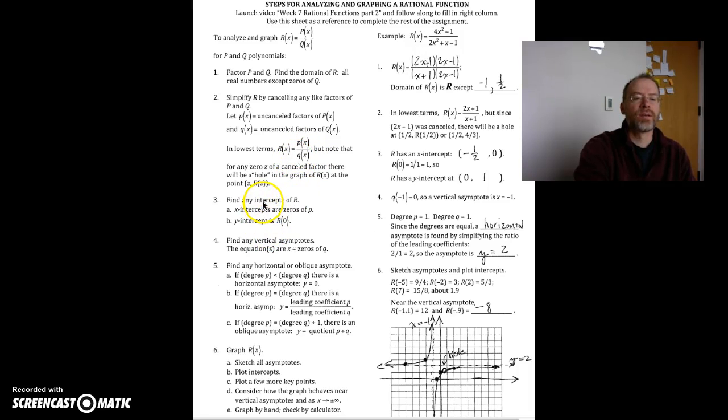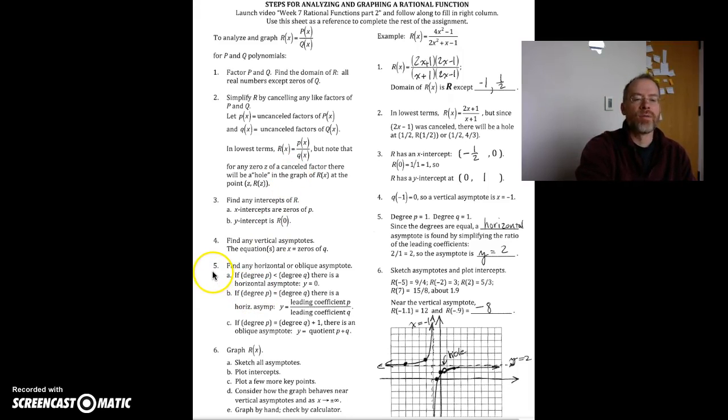So once you find the intercepts, get some points to plot, then you find asymptotes. First the vertical asymptotes, those are the x equals zeros of Q. So the zeros of the numerator are x-intercepts, the zeros of the denominator are the locations of vertical asymptotes.